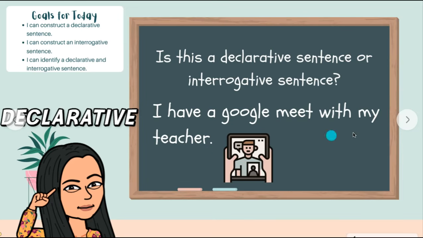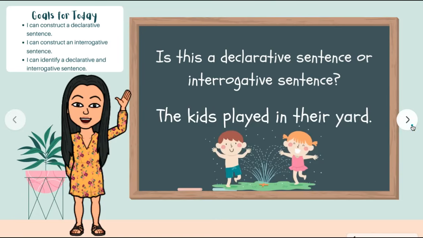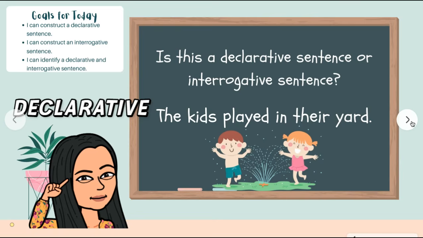Let's try another example. The kids played in their yard. If you answered declarative, you are correct. This is telling about something, it's telling about what's happening, and it ends with a period. So that makes it a declarative sentence.